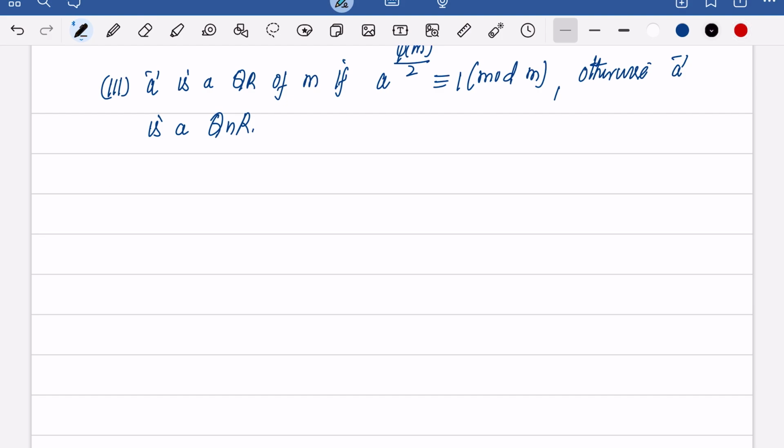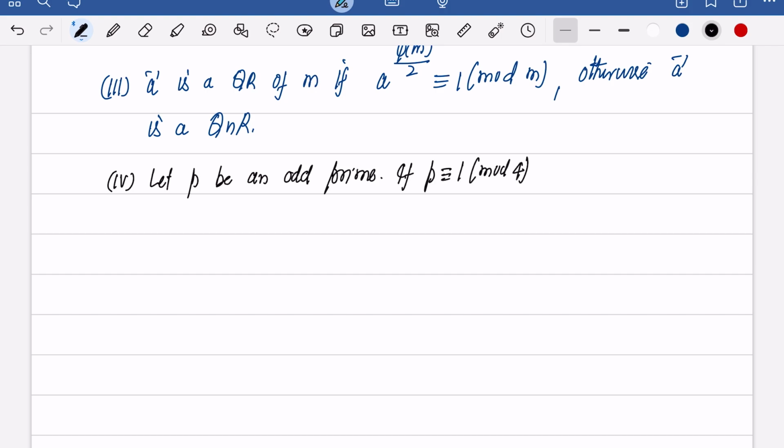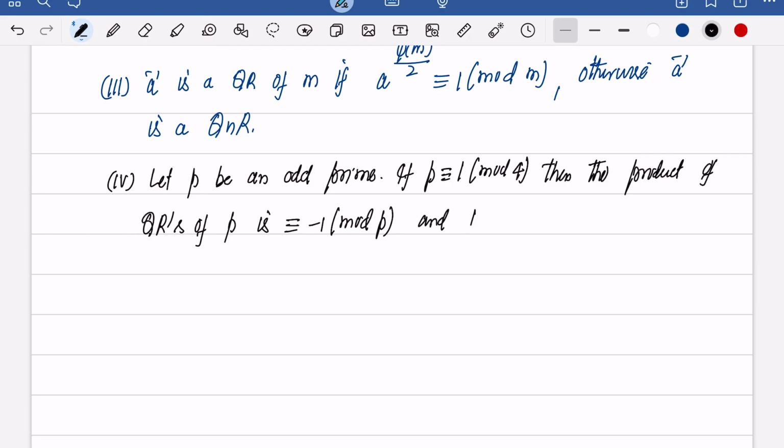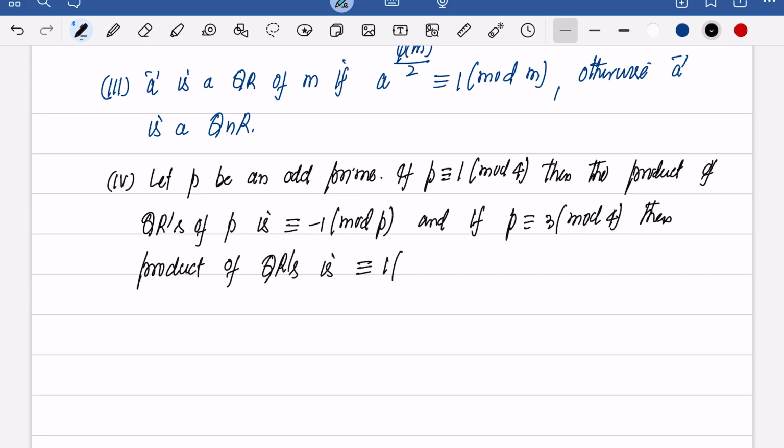Now the next result that we want to mention here is, let p be an odd prime. If p is congruent to 1 mod 4, then the product of quadratic residues of p is congruent to minus 1 mod p, and if p is congruent to 3 mod 4, then the product of quadratic residues is congruent to 1 modulo p.